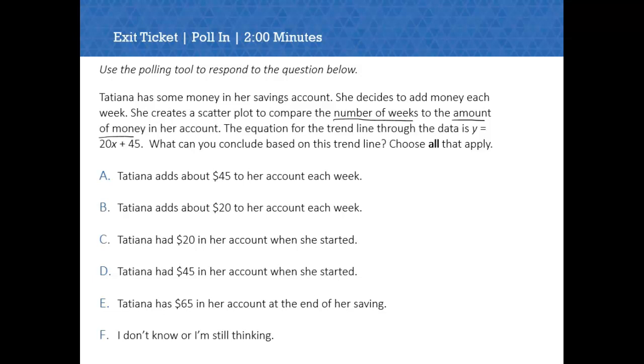So we have number of weeks and amount of money. So remember, the time is what we put on the bottom of our rate. Money is what we put on top of the rate. So what is the rate? Let's just talk about the slope is 20, and we just said that money, so that's $20 per week. The initial amount, or b, is this 45, and that's the dollars.